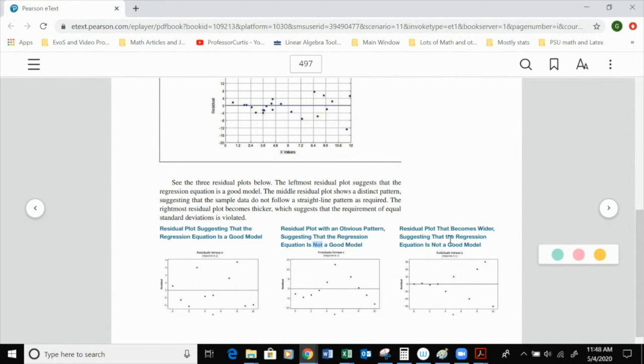The other way it can go wrong is if it gets thinner or fatter. And so here are some that are close to the line, close to the line, close to the line, kind of close to the line, farther, farther, farther, farther. And you can see how it's spreading out. It mushrooms out. And if you see something like that, again, you do not have a good model. There is something else going on.